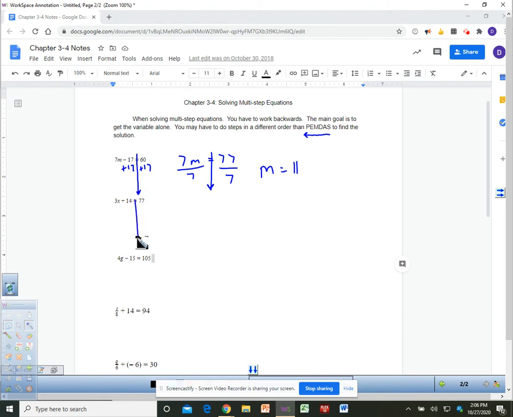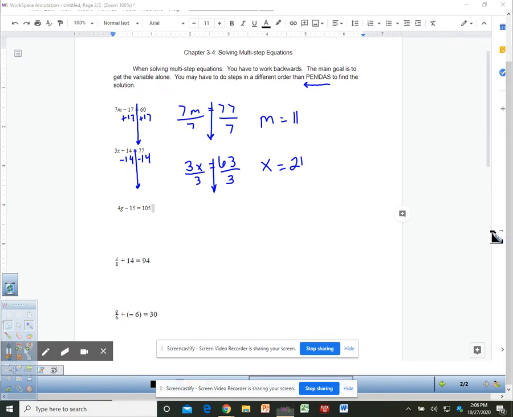Same thing on the next one. So we're going to drop our anchor. Now I'm adding 14, so I got to get rid of that first. So we got to get rid of it with minus 14 to both sides. And now I have 3x equals 63. We're going to keep our anchor dropped and divide both sides by 3 now. So x is going to equal 21.